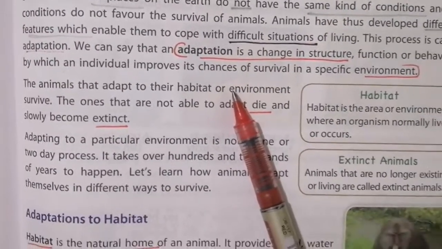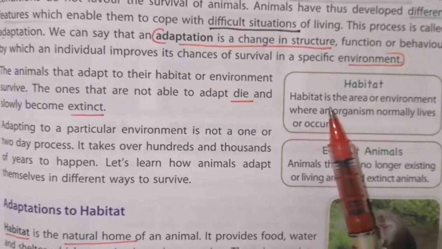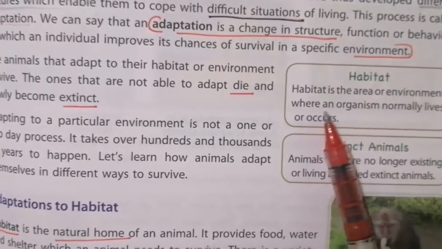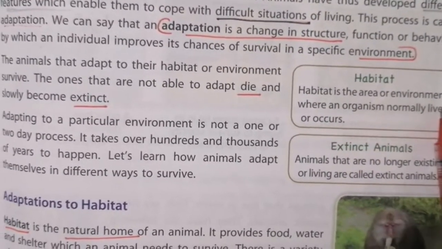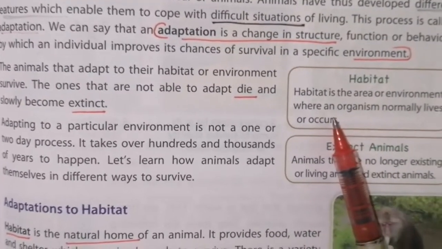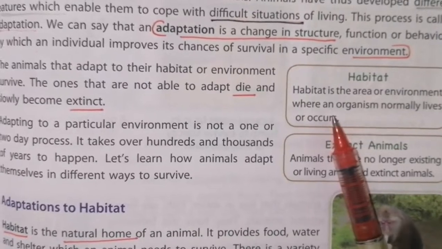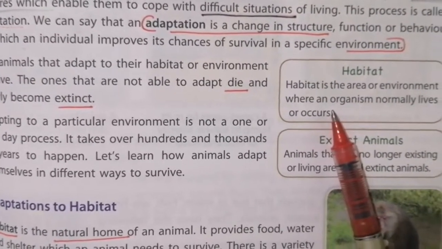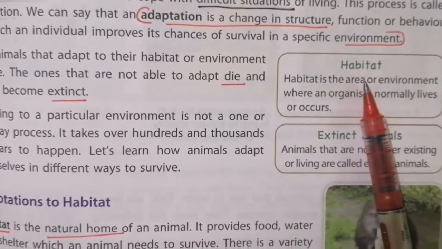What is a habitat? Yes, it is given here. Habitat is the area or environment where an organism normally lives or occurs. Aquatic habitat is for those which live in water. Terrestrial is for those which live on land. That is called your habitat.